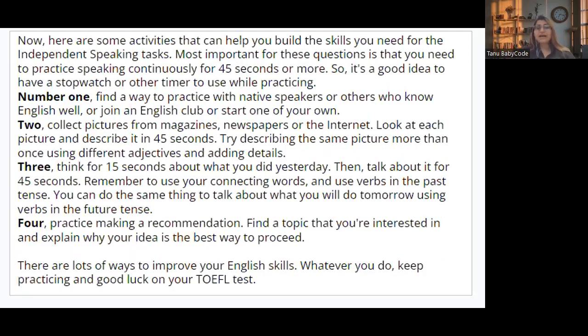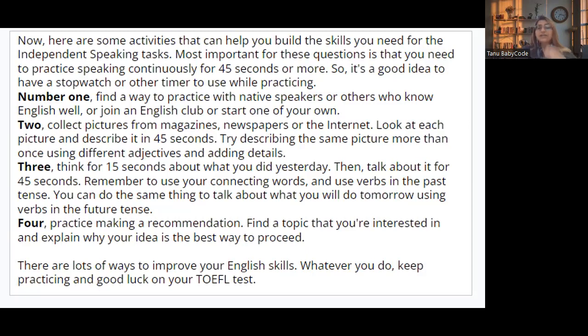Let's look at some activities which can help you build the skills you need for your independent speaking task and how you can practice continuously for 45 seconds. Use a stopwatch or other timer whenever you're practicing. First thing is, find a way to practice with native speakers or others who know English well, right? Or join a club or start one of your own to practice. Second thing is, collect pictures from magazines, newspapers, the internet. Look at each picture and describe it in 45 seconds. Try describing the same picture more than once by using different adjectives and adding details, right?